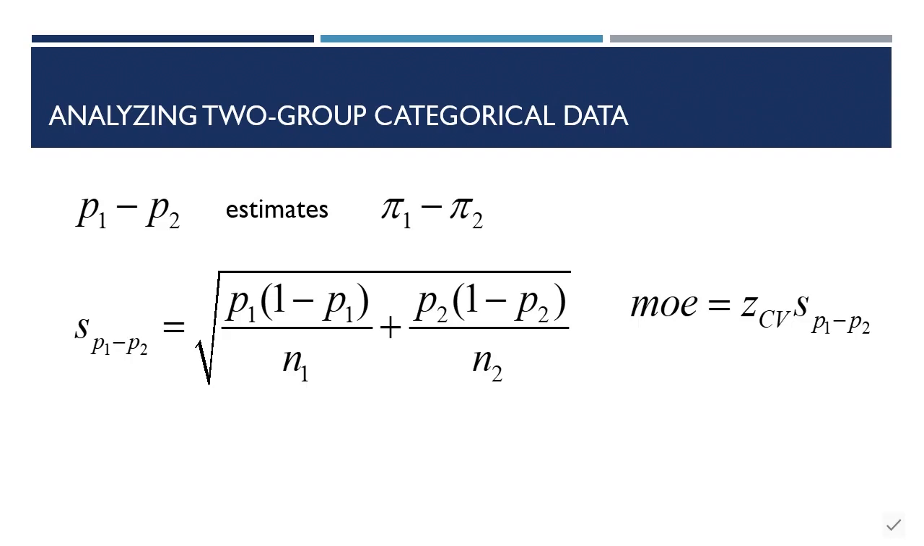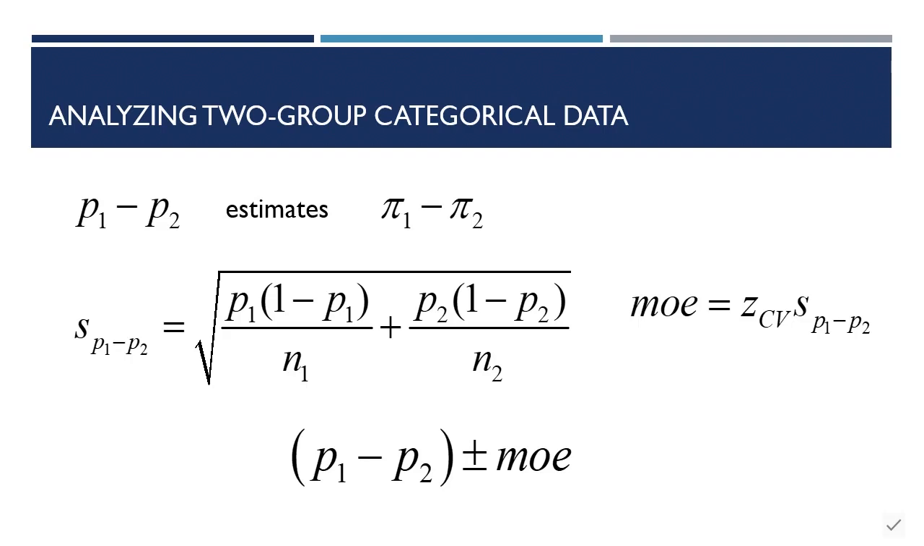As always, if we take the critical value and multiply it by the standard error, that gives us our margin of error, μ. By taking our sample statistic, P1 minus P2, adding and subtracting the margin of error, we will end up with a lower and upper bound for the confidence interval for π1 minus π2.